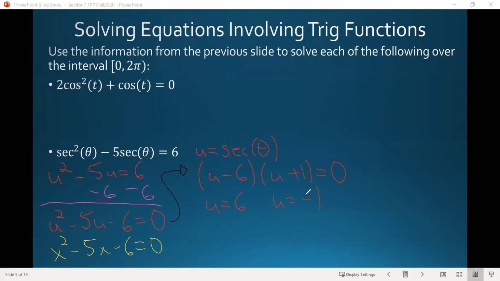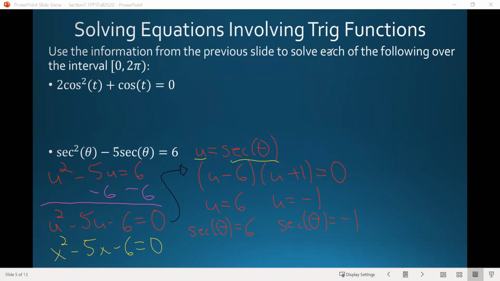Now, we're not looking for the values of u, we're looking for the values of theta, right? And we have again up here that u equals secant of theta. So we can make that substitution. So we have secant of theta equals positive 6, and secant of theta equals negative 1. And both on our unit circle and in our calculators, we don't have secant buttons, but what we do have are cosine buttons. So rewrite each of these in terms of cosine.